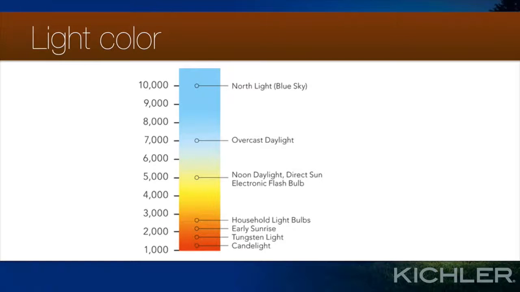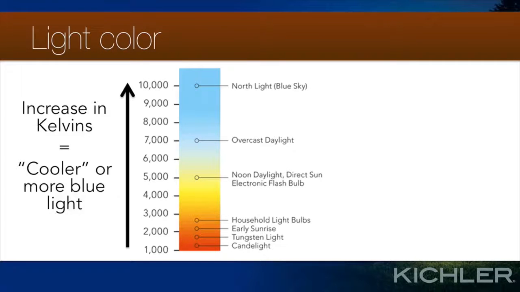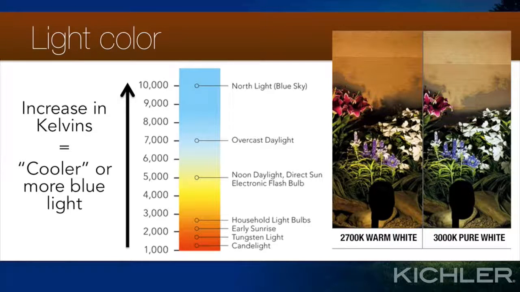A quick note on light color. Color is measured in kelvins, which is a unit of temperature. As the Kelvin goes up, the light gets more blue, which we talk about being cooler light, than the more yellow, warm light. If we compare Kichler's warm white light to the pure white light, the warm white light has the lower temperature, 2700 kelvins, and the cooler, pure white light has the higher temperature, 3000 kelvins. This makes sense when you think about a fire, where a yellow or orange flame has a lower temperature than a blue flame, despite the fact that we call blue a cool color, and yellow a warm color.